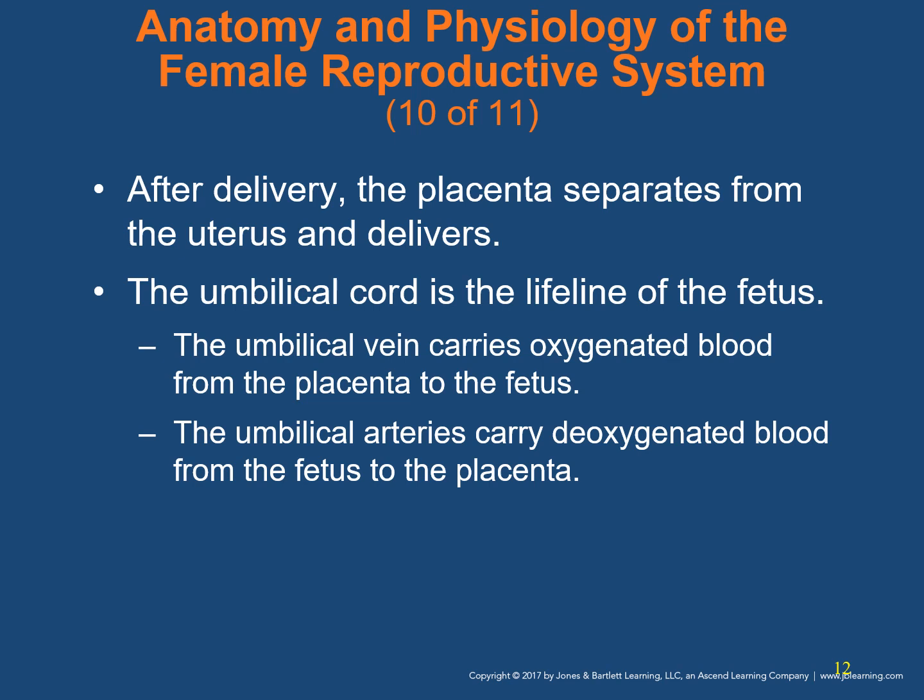The umbilical cord vein carries oxygenated blood from the placenta to the heart of the fetus. The umbilical cord arteries carry deoxygenated blood from the heart of the fetus to the placenta.